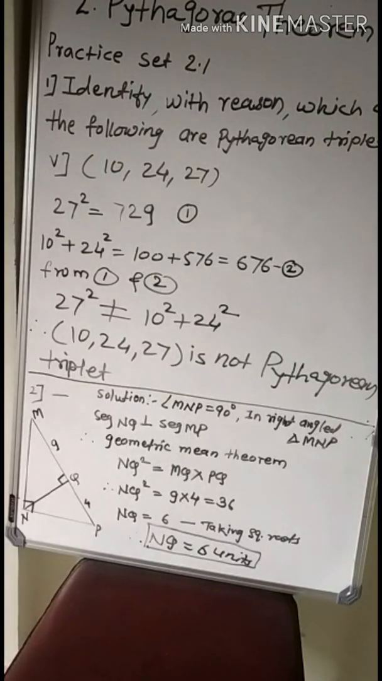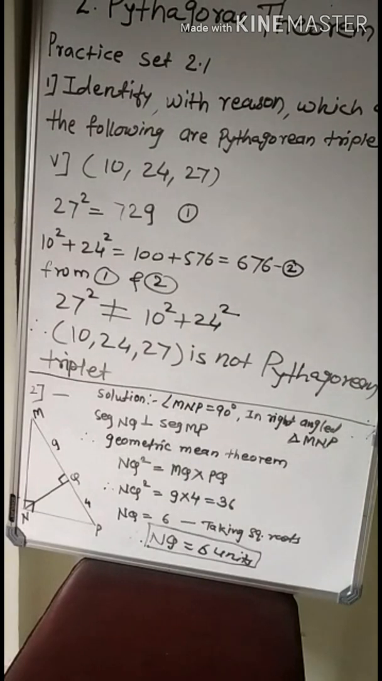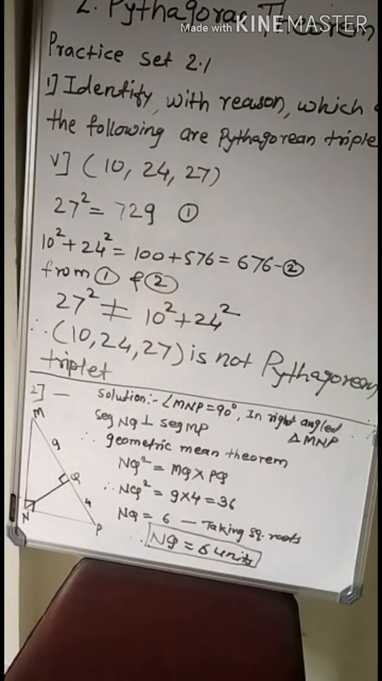Last period we also saw similarity in right angle triangle, the theorem of similarity in right angle triangle. In that we saw the geometric mean theorem also, and by using this theorem today we are going to solve the examples from our practice set 2.1. So what is the first question? First question is: identify with reason which of the following are Pythagorean triplet.